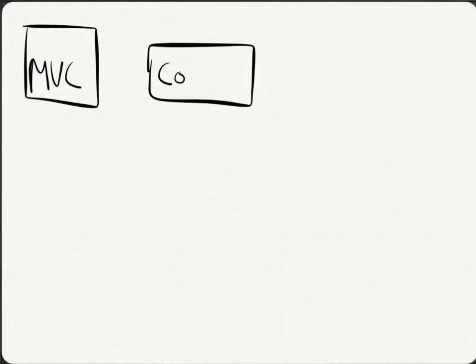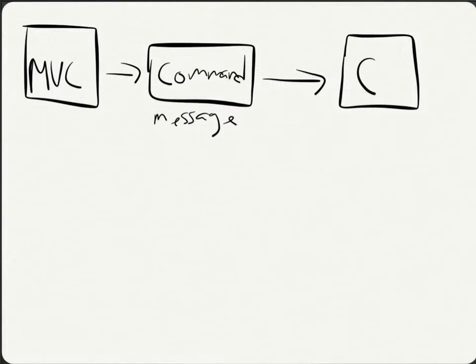The basic architecture of CQRS is that you've got MVC, or some kind of web app in this case, and you've got something called a command. A command is a message. The user will use MVC to create a command. The command will go in something called a queue. What's a queue? Well, it's first in, first out.